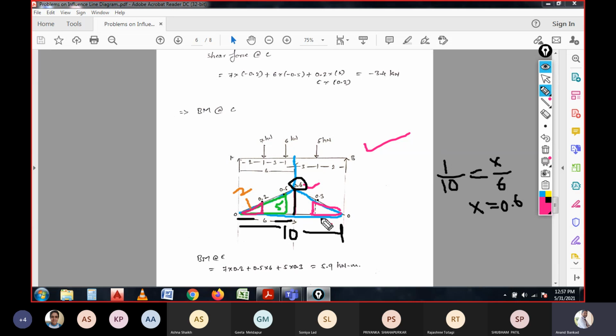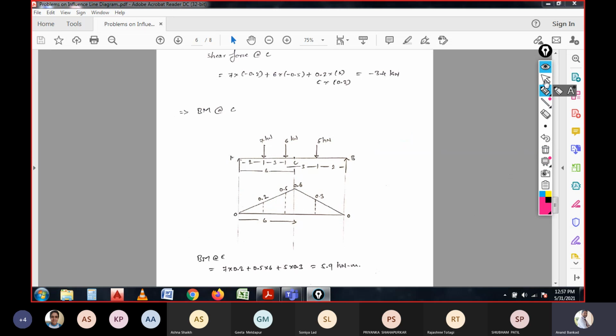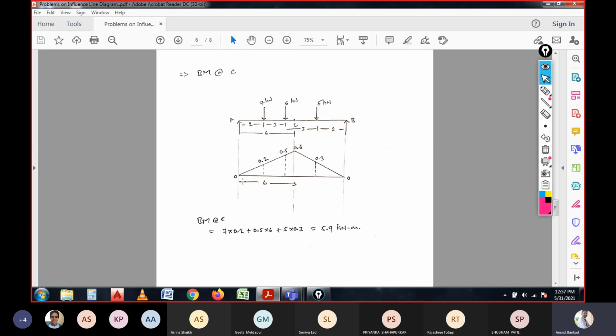So how much is it calculated? In this manner, the coefficient values are calculated. Once the coefficient values are calculated, it is simple to calculate the moment. Multiplying the load into the coefficient value: 7 into 0.2, plus 6 into 0.5, plus 5 into 0.3, and the total will be 5.9 kilonewton meters.